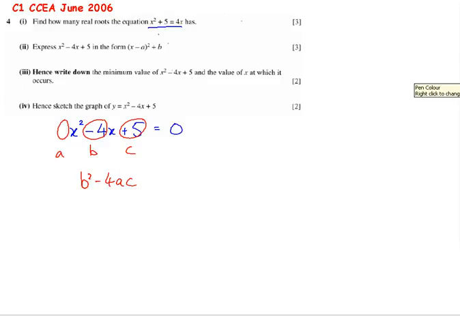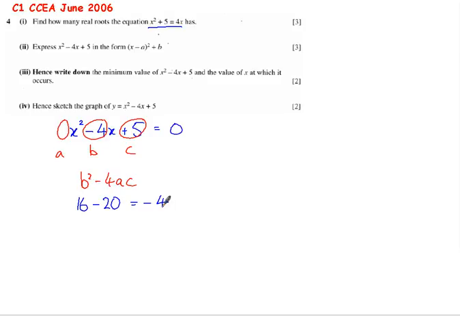Be careful here. Minus 4 all squared is positive 16. Minus 4 times 1 times 5. So minus 20. And overall that equals negative 4.